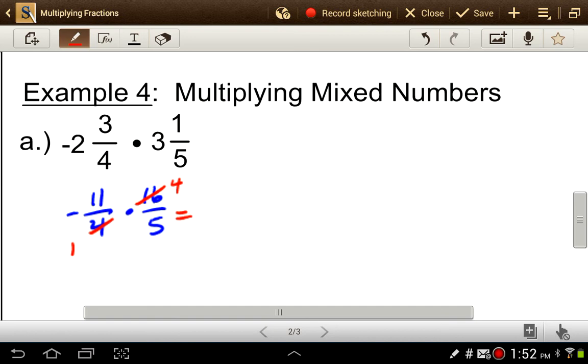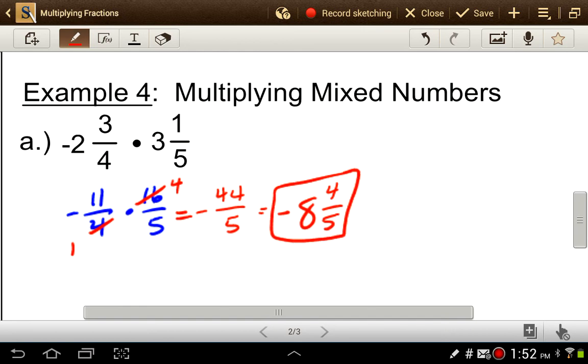Now I can multiply. 11 times 4 is 44. 1 times 5 is 5. That is negative, because a negative times a positive is negative. 5 goes into 44 8 times. That's negative 8. Don't forget your negative sign. And 4/5. Really important that you don't lose track of your negative signs when you're working on these problems. Okay, and that is your final answer.